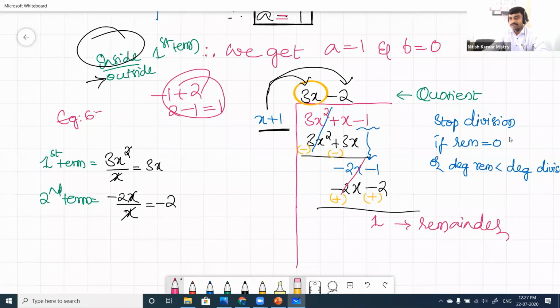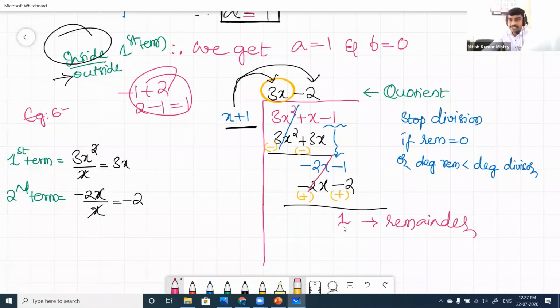Why? Because we did not get 0, but we got a polynomial whose degree is less than the degree of the divisor. What is the degree of this polynomial? 0. What do you mean by degree? Here, how many variables are there? No variables there. Means what is the degree? 0. So 0 is less than 1. Here the degree is 1. Here the degree is 0. Right?